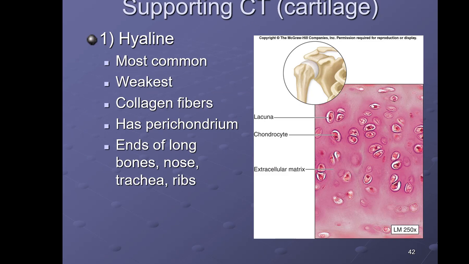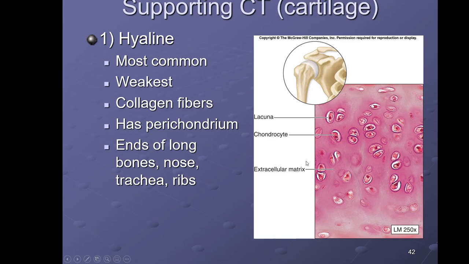So starting with the most common type of cartilage, it's called hyaline. It's common. It's also the weakest. It has collagen fibers, but they don't show up in the microscope slides. Has a perichondrium. It's found a lot of different places. So some in the nose, some on the ends of bones, like where bones meet up in joints, where bones meet other bones. You need a little bit of cushion there.